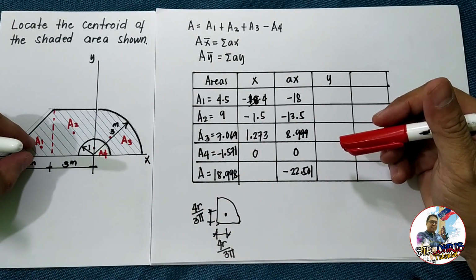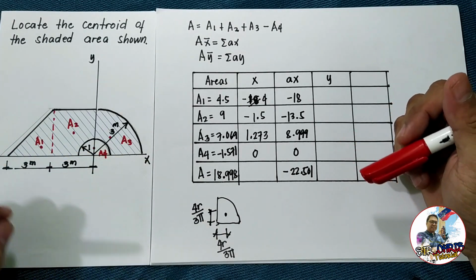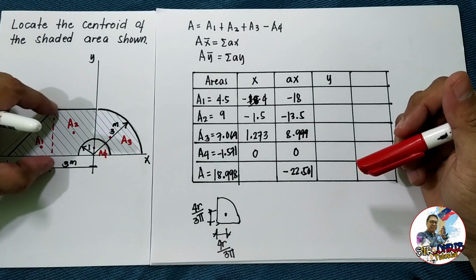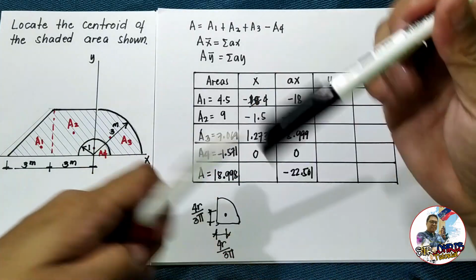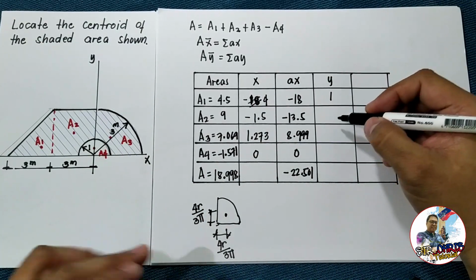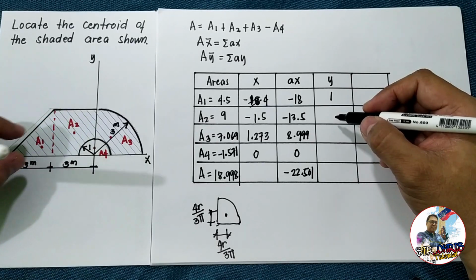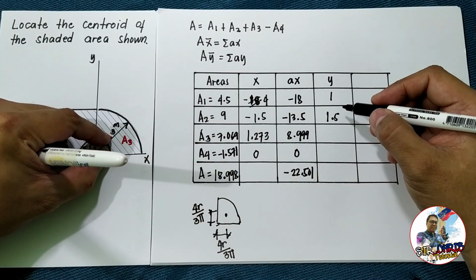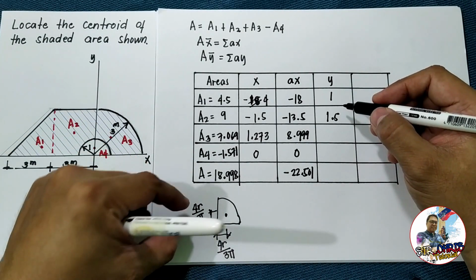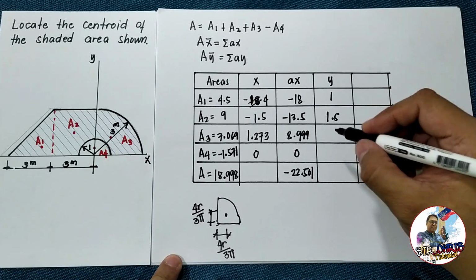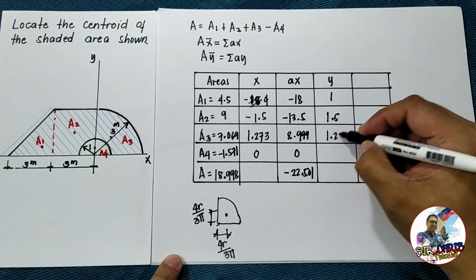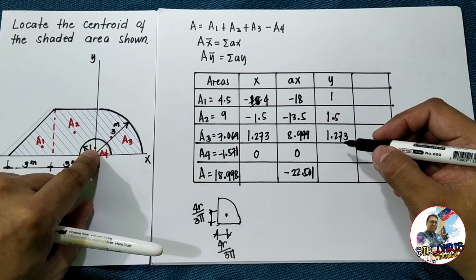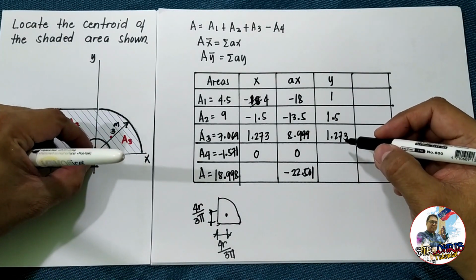So the distance of the centroid of each area with respect to the x-axis. For area 1, this distance here is actually 1/3 of the height, which is 3. So that's going to be 1. And then this distance from the x-axis is 1.5. The distance of the centroid of the quarter circle with respect to the x-axis is 4r over 3 pi, so that's going to be 1.273.